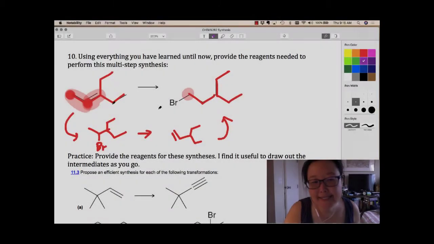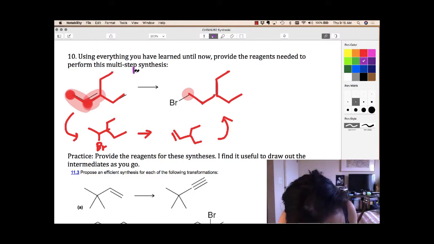Okay guys, so what I see is that we have to do an addition, and luckily this is asymmetric, so I can really control it to be in the anti-Markovnikov position. So I'll use HBr in the presence of peroxide, and then I'll add heat or light to get that started.